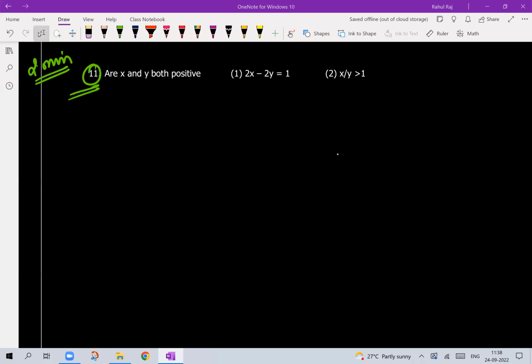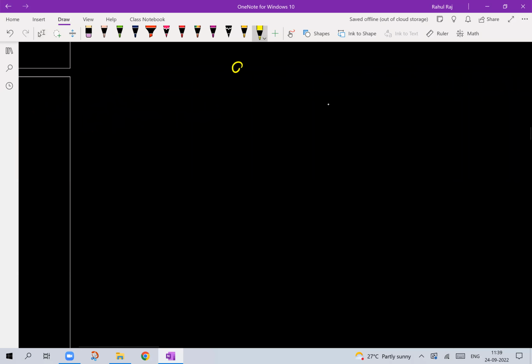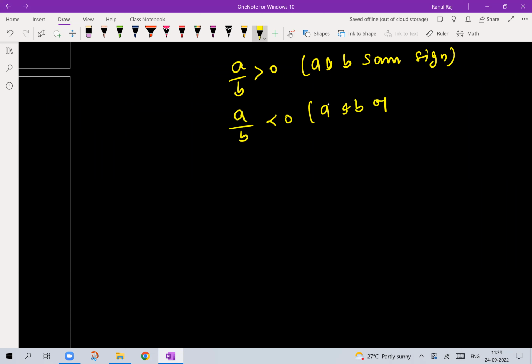Perfect. So it says, are X and Y positive? But before you come down to this situation, please understand here. A over B greater than 0 means what? A and B, same sign. A over B less than 0 means what? A and B, opposite sign.